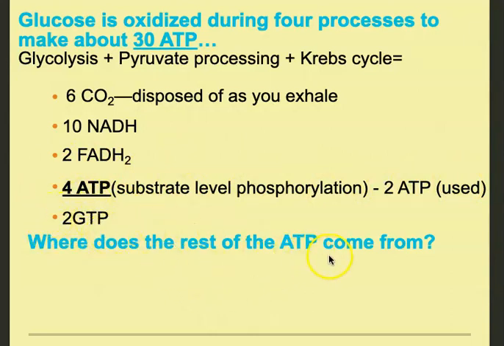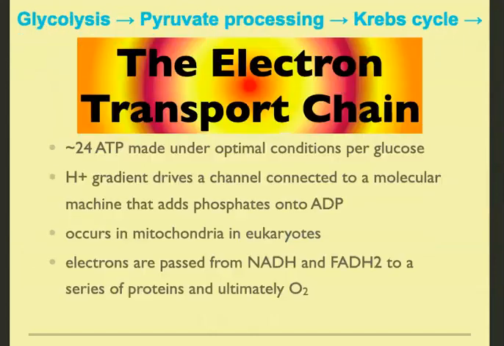So where does the rest of the ATP come from? Because we normally estimate about 30 ATP are produced per glucose molecule. Well, the rest of them are going to come from the electron transport chain.